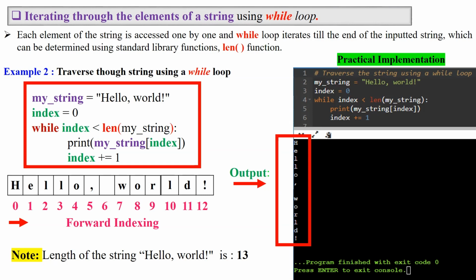As a result, when you run this code, it will output each character of the string hello, world, on a new line, similar to the previous example using a for loop. The while loop accomplishes the same task of iterating through the string and printing each character until the end of the string is reached.